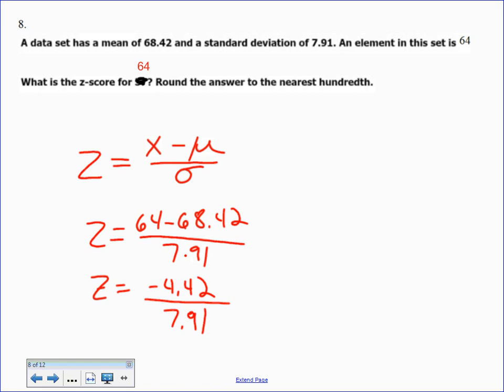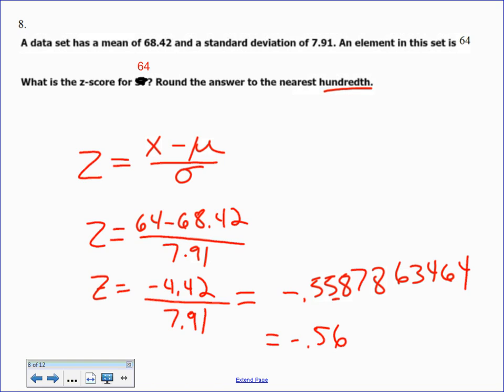And if I do that, that equals negative 0.55878636464 in the calculator. But it tells us to round to the nearest hundredth, which is the second decimal place. So that is going to be negative 0.56. And that means that the score of 64 is 0.56 standard deviations below the mean.